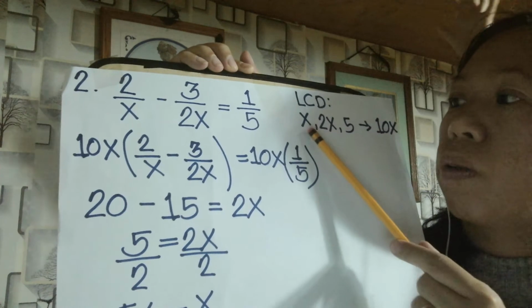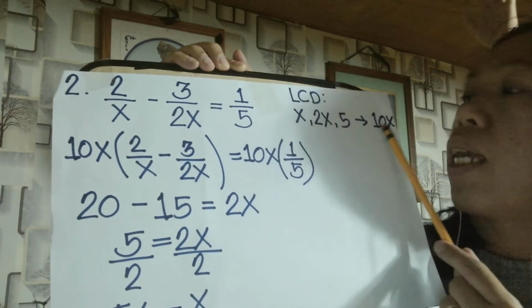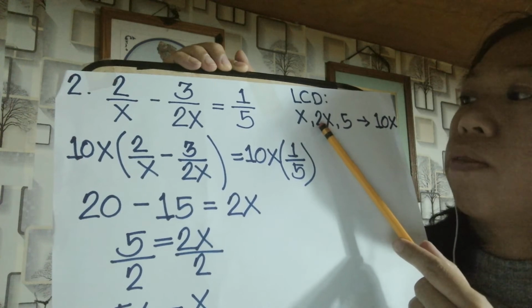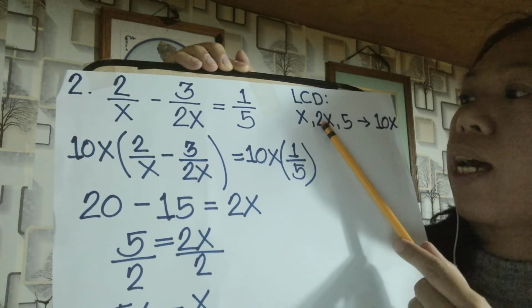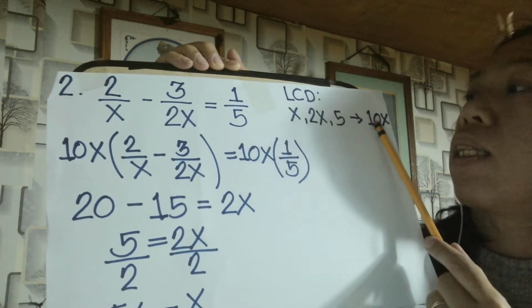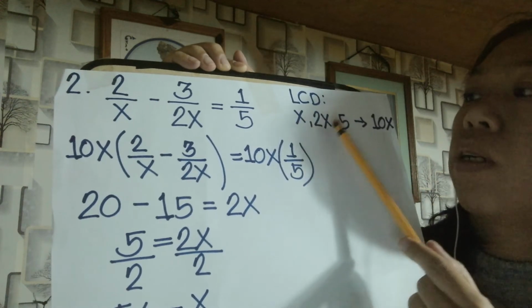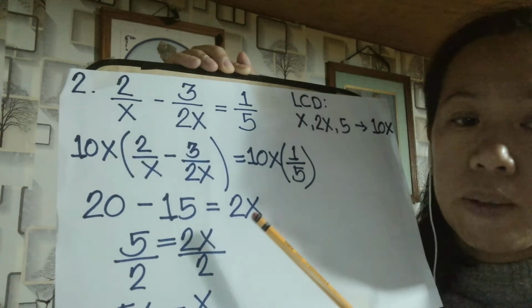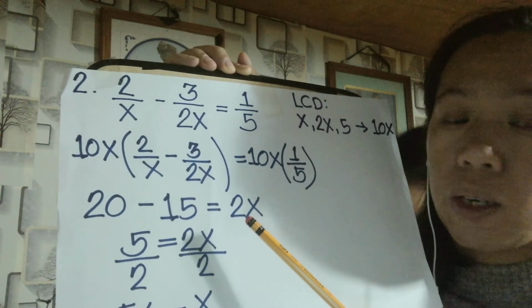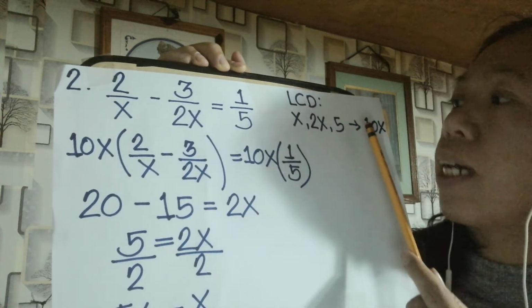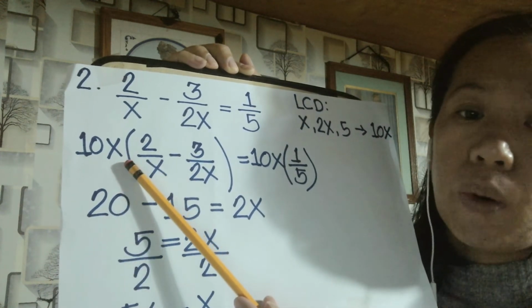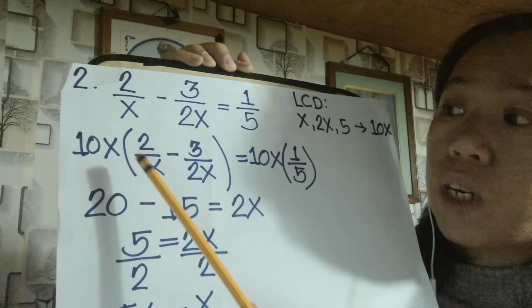Okay, so how did we get 10x? So that will now be the numerical value. You simply multiply 2 times 5, 10. And the common variable is x. Then the first step that we are going to do is to multiply the LCD on both sides of the equation or in each term.